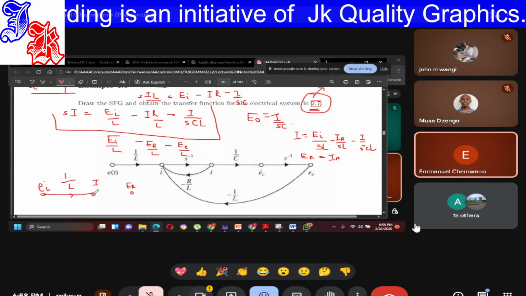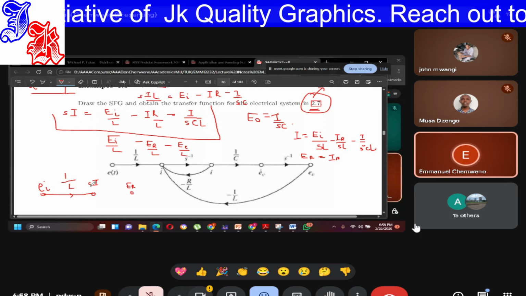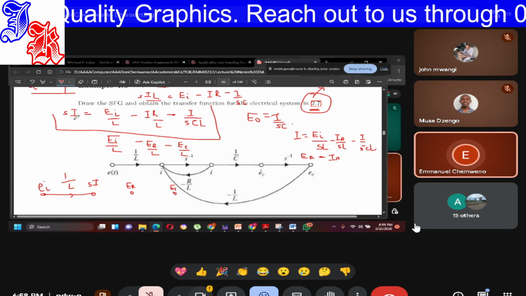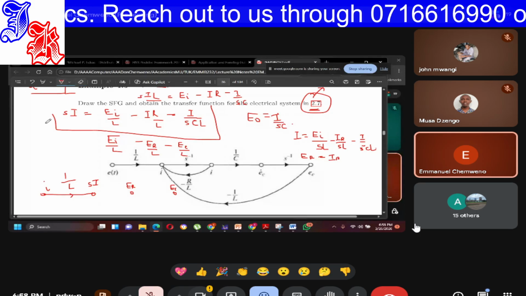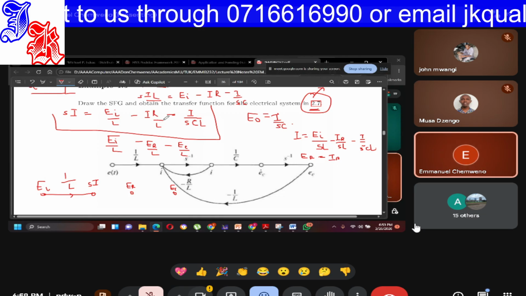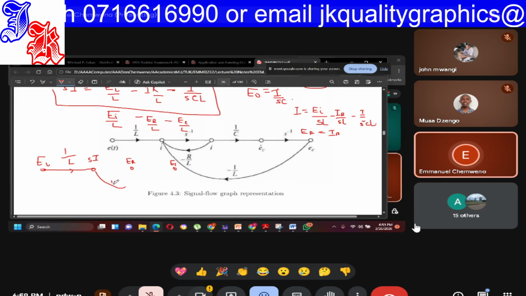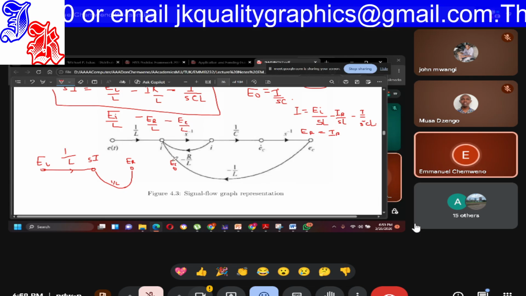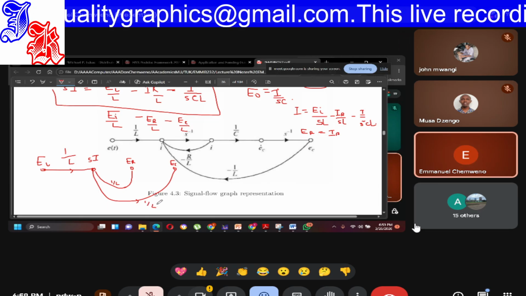So SI, now ER and EC. So SI is equal to EI over L, which is this EI divided by L, minus ER over L. So I will subtract 1 over L, this ER, and then I'll subtract 1 over L EC, this EC. 1 over L EC.